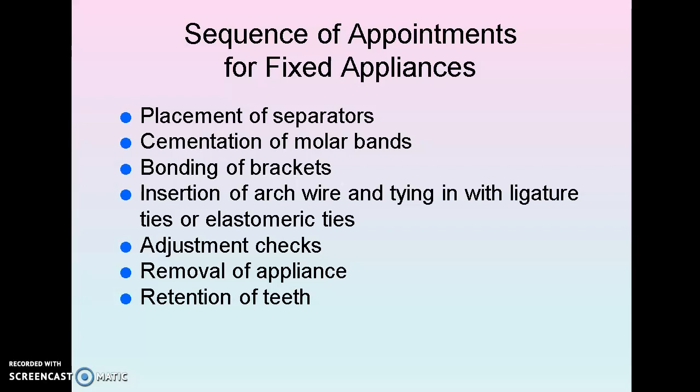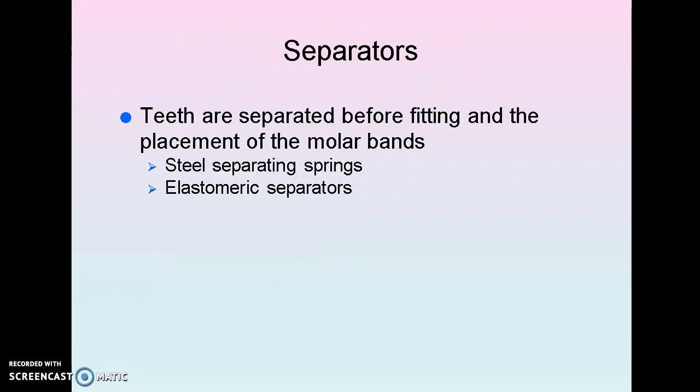After a certain number of days have passed, then we can cement the molar bands, bond the brackets, insert the arch wire and tie it with a ligature or elastomeric ties. Then they come back every couple weeks or every month for adjustments and checking to make sure the brackets are still bonded to the teeth, remove the appliance when the treatment plan is over, and finally place the retention.